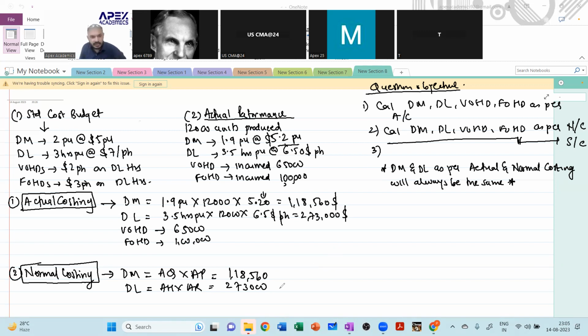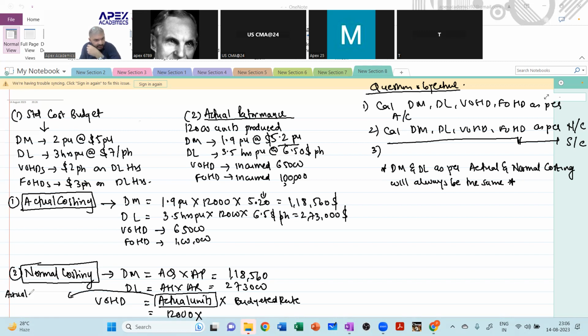The next aspect that actually comes out is variable overheads. Variable overheads are going to be your actual units, which is nothing but flexible budget, multiplied by a budgeted rate. Multiplied by what? A budgeted rate. Now please understand, your actual units are 12,000, and these units have taken these units as per your budget.